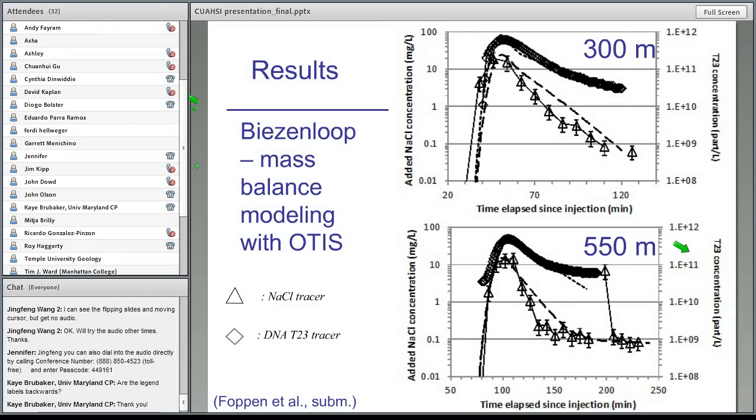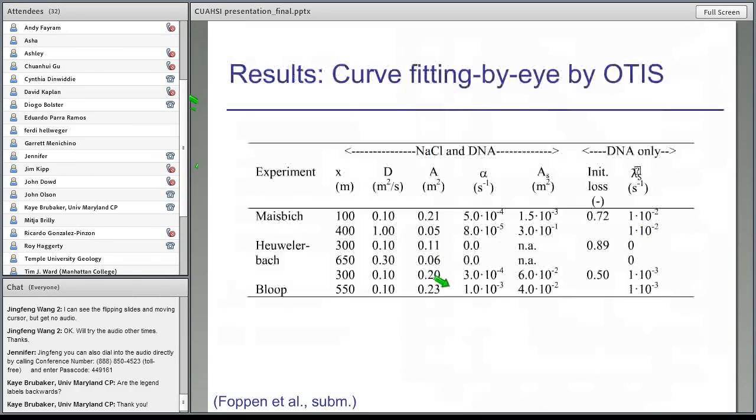What I wanted to show you was that we also tried to do mass balance modeling with OTIS. It's a little bit difficult to do this with OTIS because OTIS is not very good in these logarithmic concentrations, but nevertheless we did that, and the fitting that we did is fitting by eye, so it's not some sort of optimization scheme that we use. No, it's fitting by eye.